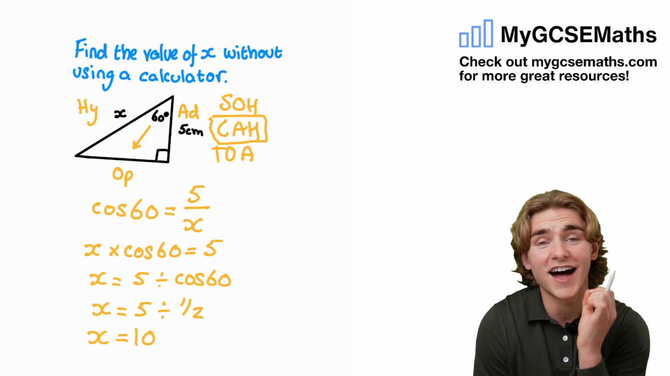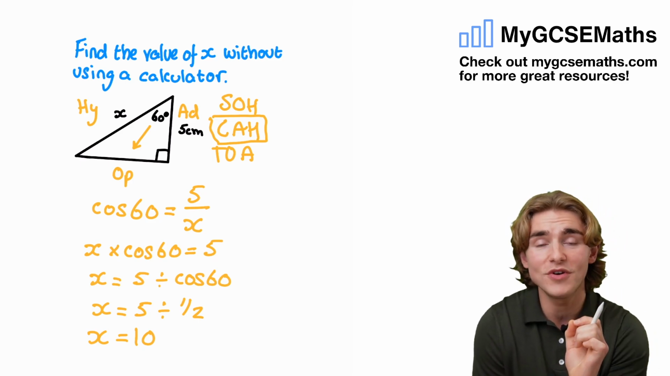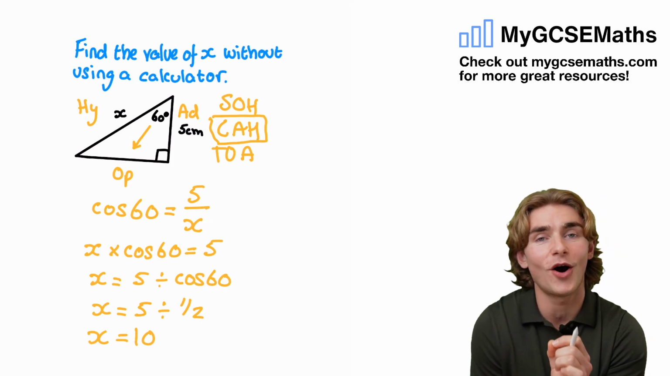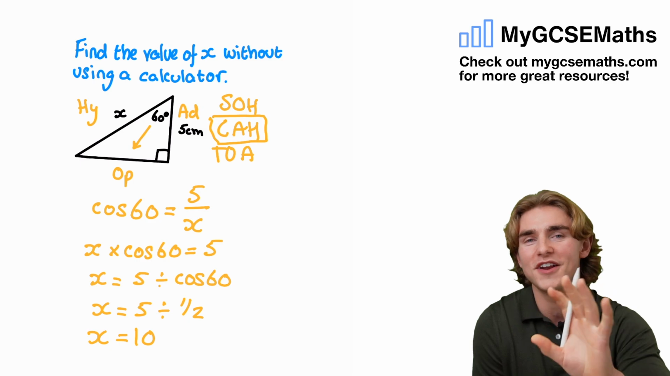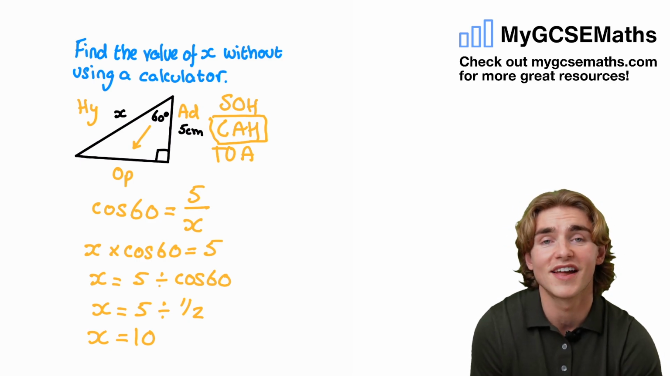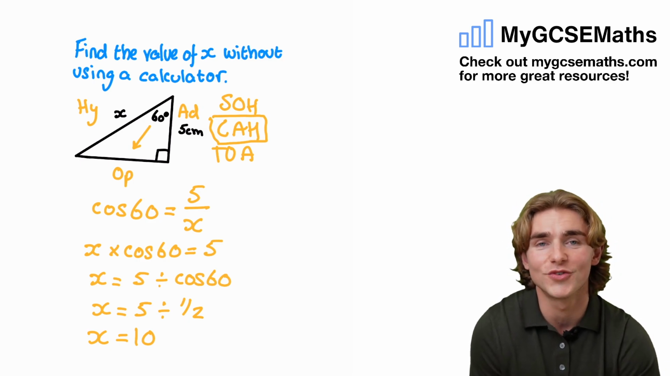This was like any other SOH CAH TOA question. The only difference was that we had to know the value of cos 60. Cos 60 is a half. We did that using the hand method. Watch my video on that if you're not sure how it's done. And then we just follow the regular process and we get that x is equal to 10.